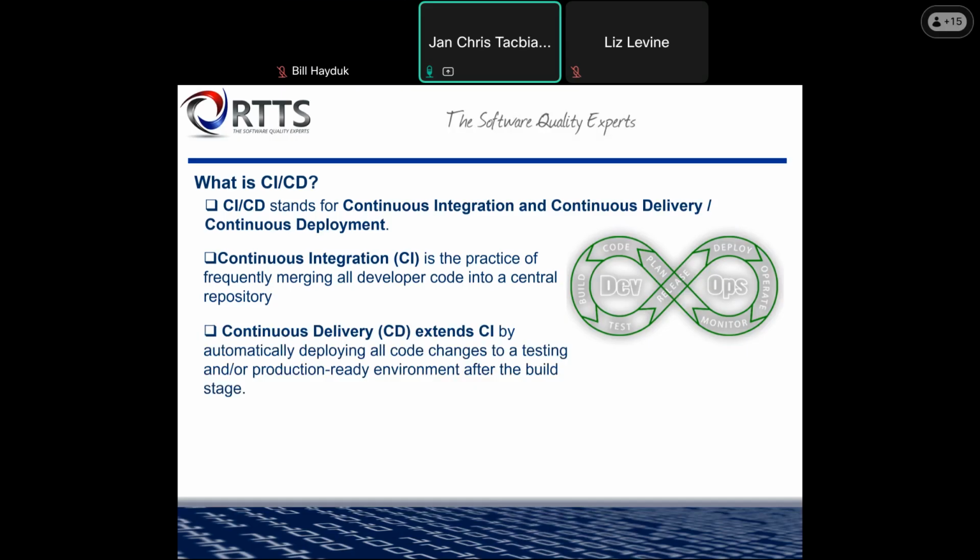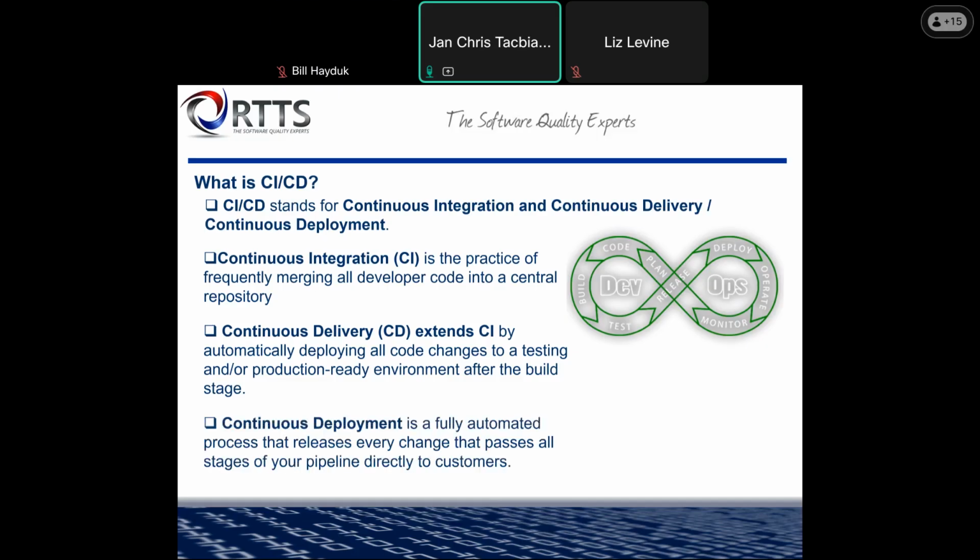Because everything's centralized, we can test everything from one central location. Once all your code is in a central repository, every time there's a change pushed, we have the concept of continuous delivery, CD. This extends CI by automatically deploying all code changes to a testing and or production-ready environment after the build stage. CD is sometimes interchanged between continuous delivery and continuous deployment. Sometimes the terms are used interchangeably, but they are distinctly different. Continuous deployment is a fully automated process that releases every change that passes all stages of your pipeline directly to consumers. So for very fast projects, you may even have a pipeline that is code pushed directly to production based on all the steps in the workflow.